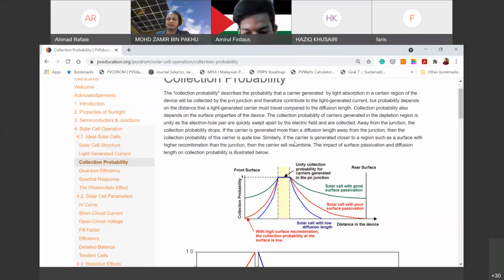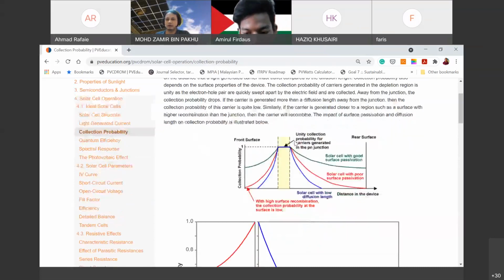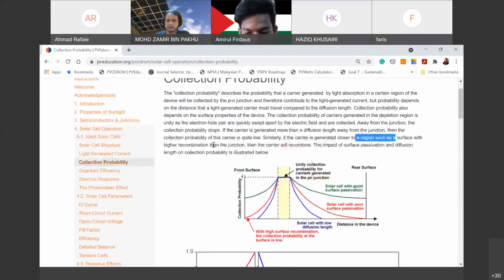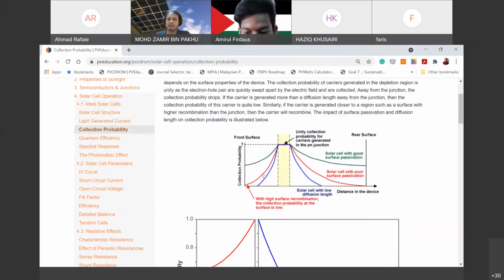So similarly, if the carrier is generated closer to a region with such a surface with higher recombination than the junction, the carrier will recombine. The impact of passivation and diffusion length is illustrated below. Okay, so this collection probability graph down here is close to what we discussed yesterday, but it's more on the solar cell.